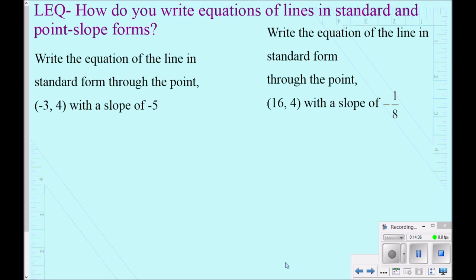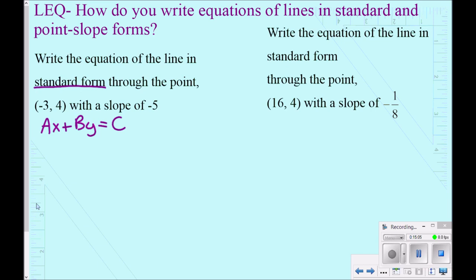Let's try these. So the first one, write the equation of the line in standard form through the point -3, 4 with a slope of -5. Now, it doesn't specify how I'm going to start. It does say eventually I need the equation to be written in standard form. Well, standard form, we know is that, but we don't know what A, B, or C are.